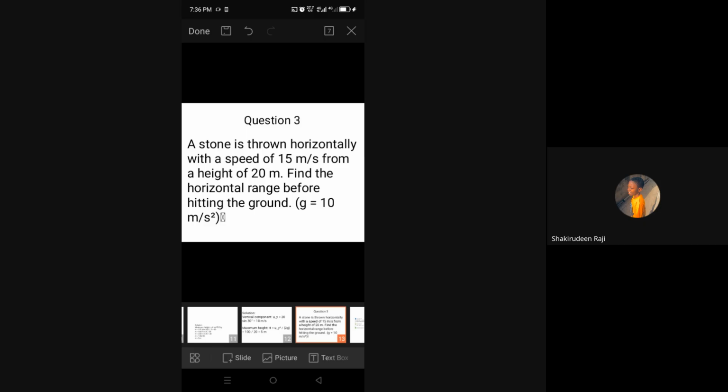I just explained to you now that they are asking for horizontal distance. That range is the same as horizontal distance. But in this question, if you look carefully now, there is no angle, so you can't use that formula for range that says u square sine 2 theta over g. No, you can't use that one.